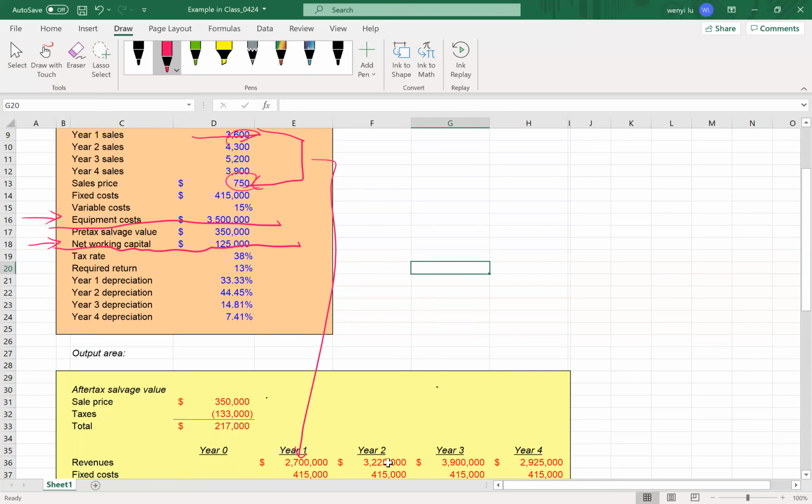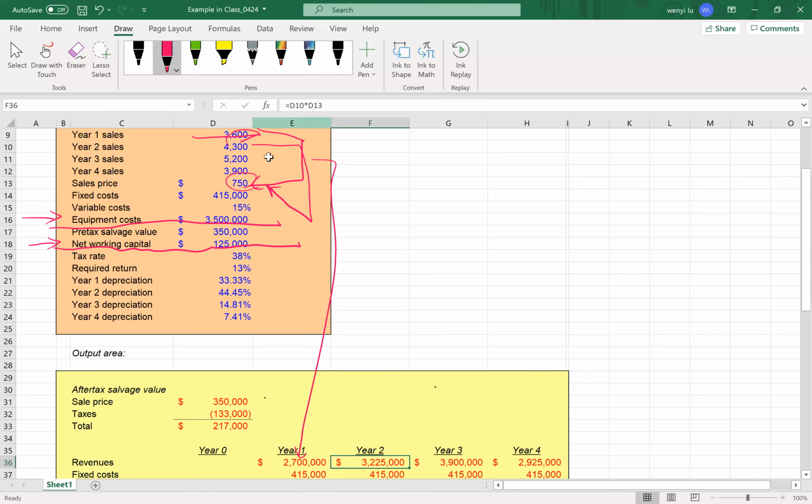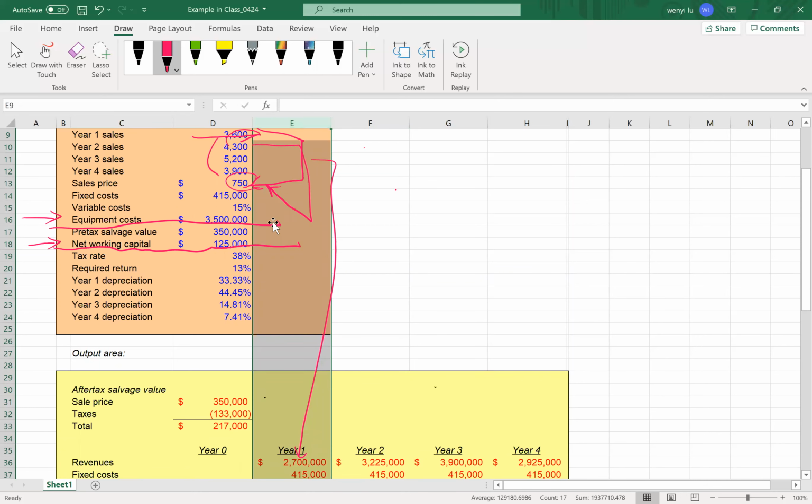Then we also have the calculations for the continued years. Use the sales in different years times the price for this product. The price is 750, and so you use the quantities of the sales times the price per unit. You get the sales for the different years, and it's put on the revenue row.